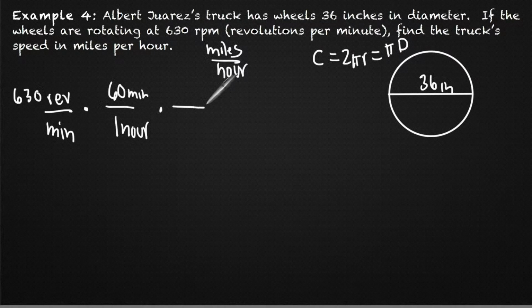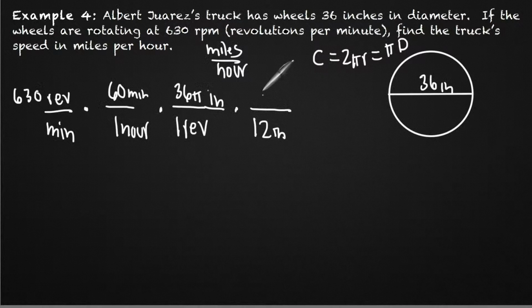So we're going to say 1 revolution is the same as 1 time around the circle. So that's going to be 36, which is my diameter, pi, and give me some units, inches. All right, inches. Now we've got to convert that to miles. So we first have to go through feet. So there's going to be 12 inches in 1 foot. And then we have to remember that there are 5,280 feet in 1 mile.